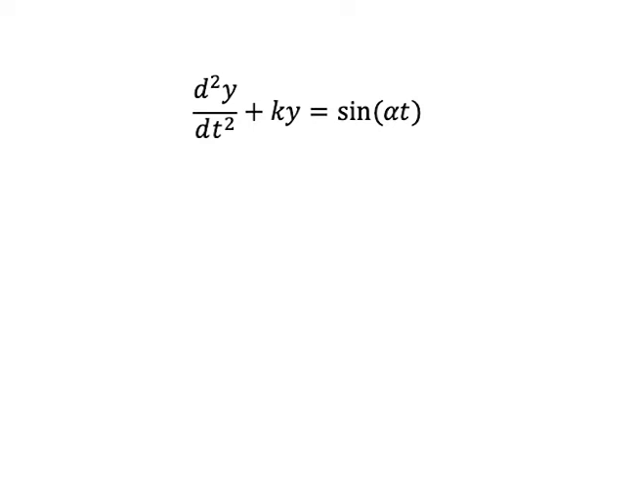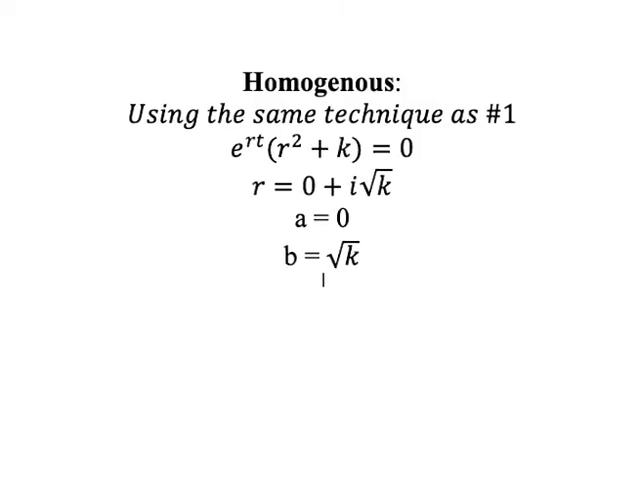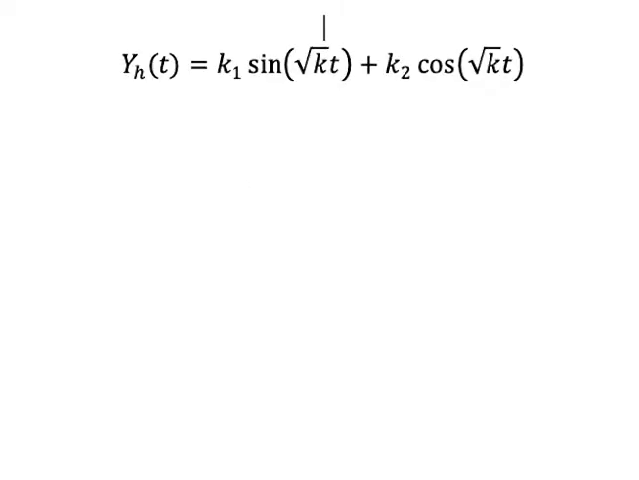Now that we have this equation, we can use the same technique as we used in problem 1. So if we factor out the e to the rt, we're left with r squared plus k equals 0. And this is for the homogeneous solution. So after using the quadratic formula, we come out with r equals 0 plus i times the root of k. That means for solving the homogeneous second order linear differential equation, a will equal 0 and b will equal the root of k for a complex root solution. So then you are left with this equation right here, and this would be just the homogeneous.